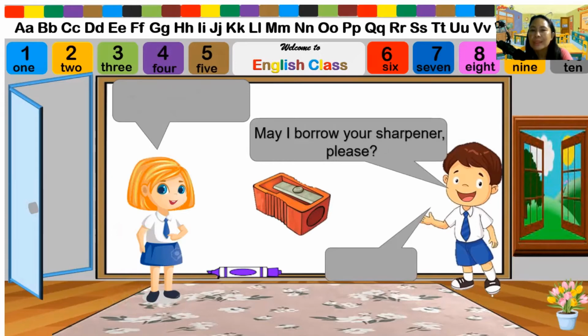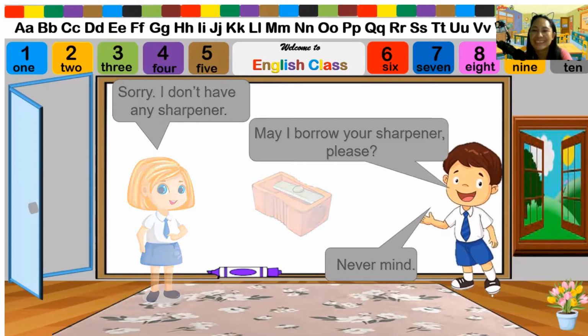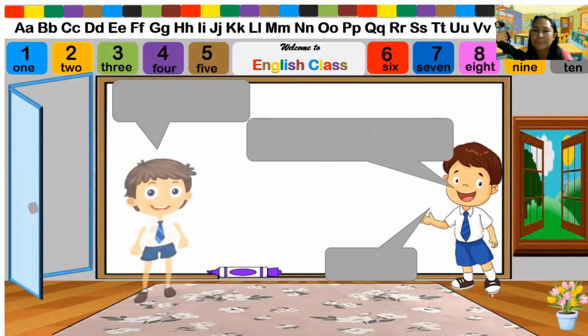We say, may I borrow your sharpener, please? And then if we don't have, what will we say? Okay, we say, sorry, I don't have any sharpener. And then, if our friend doesn't have the thing that we are borrowing, we just say, never mind. Never mind. All right? Means we're okay.